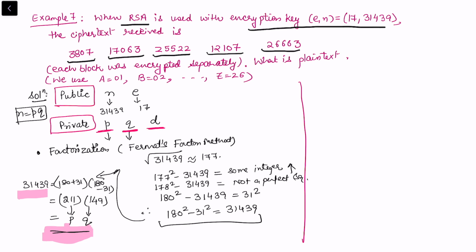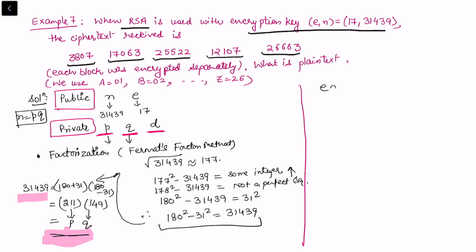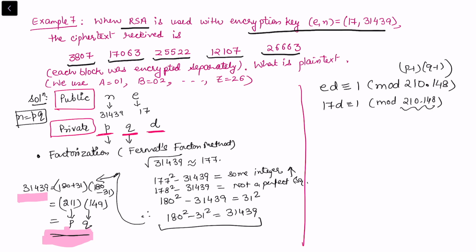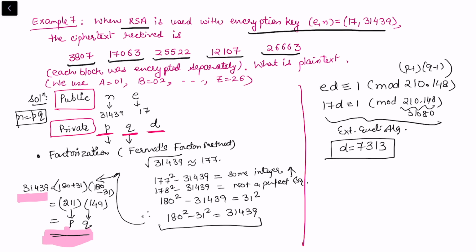Now I need to know D. For D, you need to know the solution of this congruence modulo P minus 1 into Q minus 1, that is 210 into 148. So I'll say 17D is congruent to 1 mod 210 into 148, and when I multiply I get 31080. From here I want to solve for D, and for this I'll be using the extended Euclidean algorithm, the same procedure. But you see that whenever these integers get large, you require the help of programming. So we find that D comes out to be 7313.